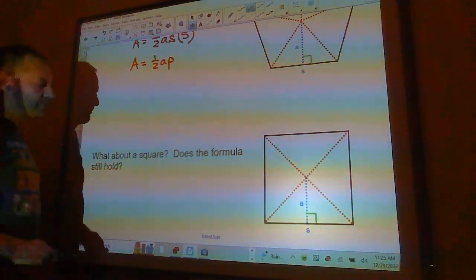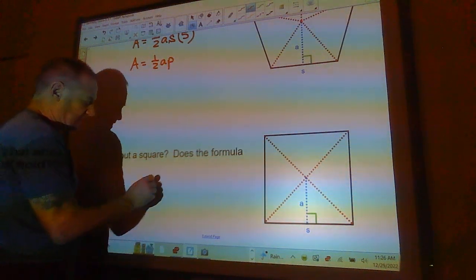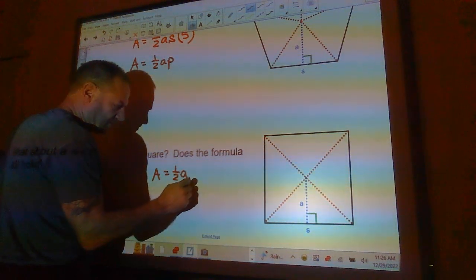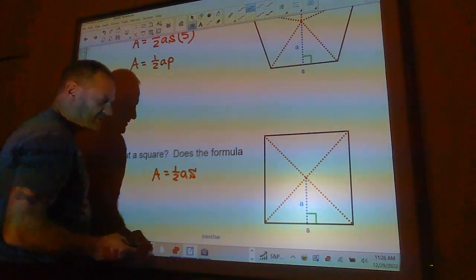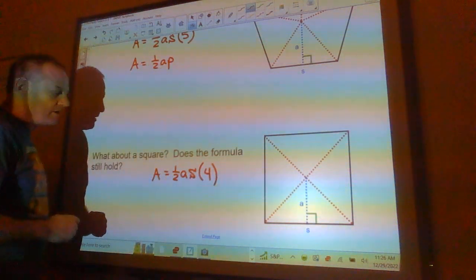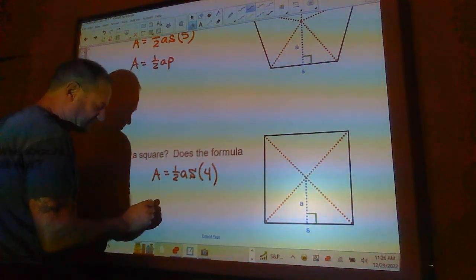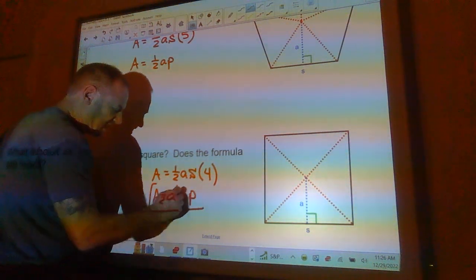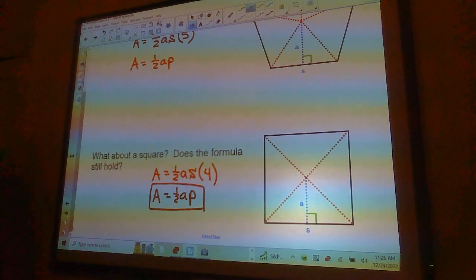All right, does it work for the square? Yes, again, half the apothem times the side is the area of this square down here. I'm going to multiply that by 4. 4 times S is just the perimeter again. So again, I get the same formula. It doesn't matter how many sides I have.